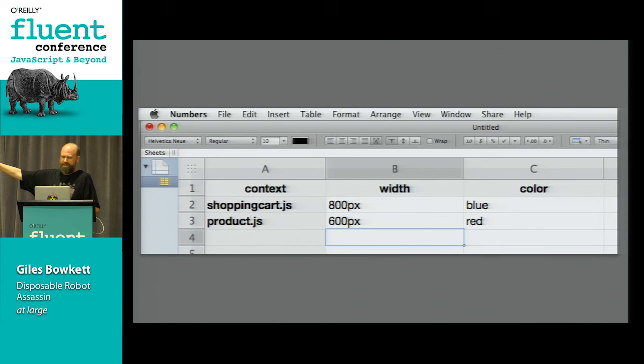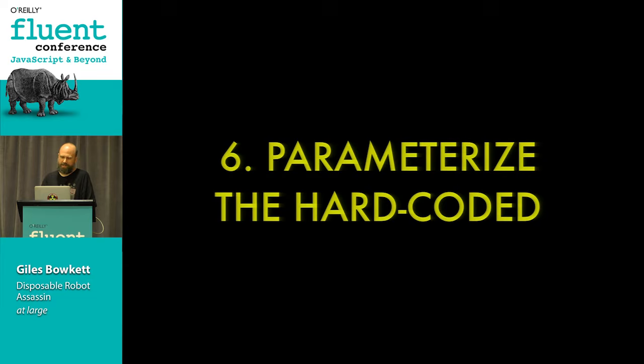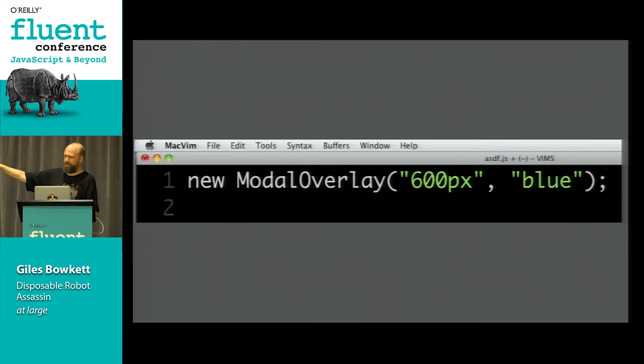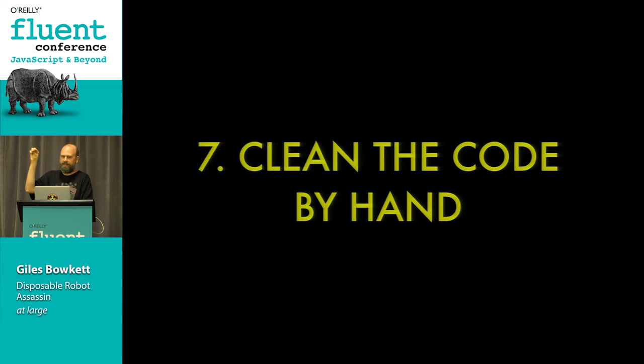Product.js has 600 pixels and the color's red. So those are like function parameters. So you simply parameterize what is hard-coded there. You look at your spreadsheet, you say, here are some parameters. I'll just need to plug them into something like this. And then you clean the code by hand, just an itty-bitty amount.